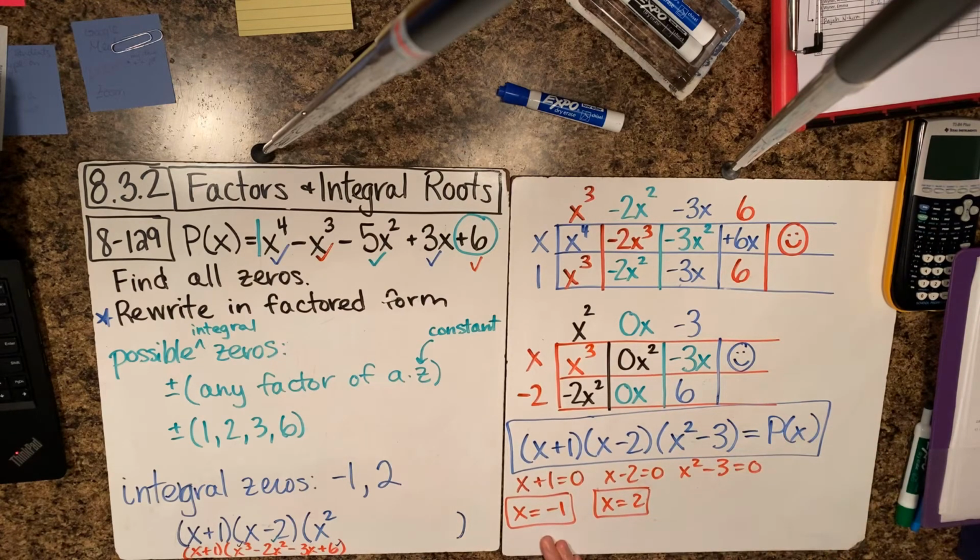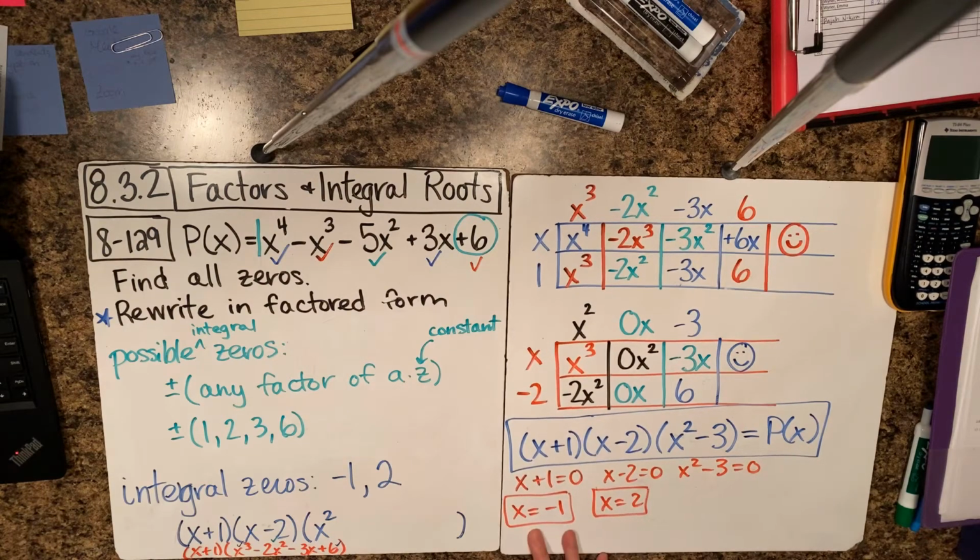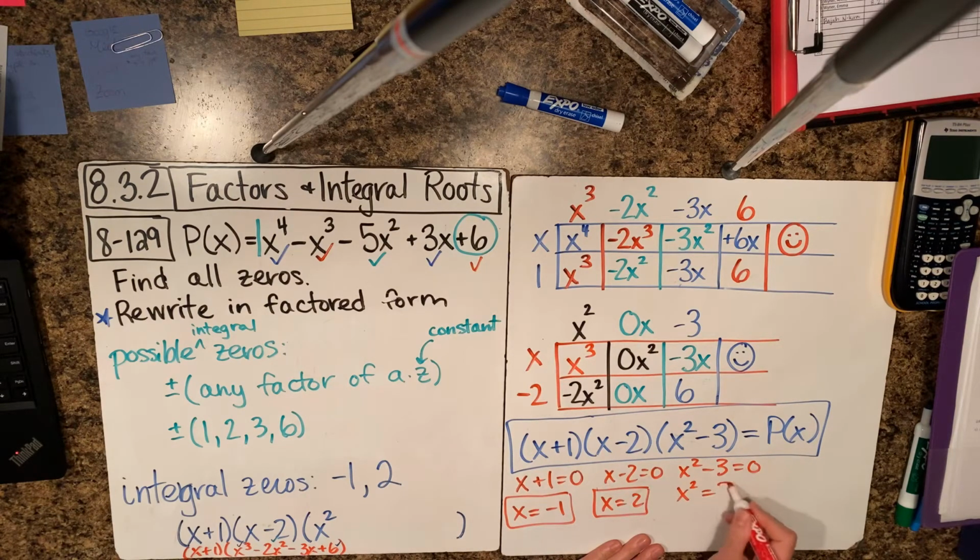We saw it cross, the graph crossed the x-axis at negative 1 and 2, so we already knew that was the case. These two are the ones that we didn't know. So if we add 3 to both sides, and then take the square root, please remember, some of you guys are still forgetting. When you take the square root of something squared, you have to include a plus or minus.